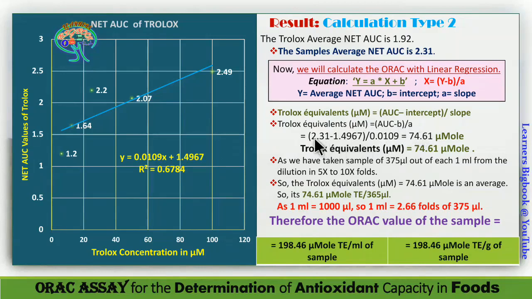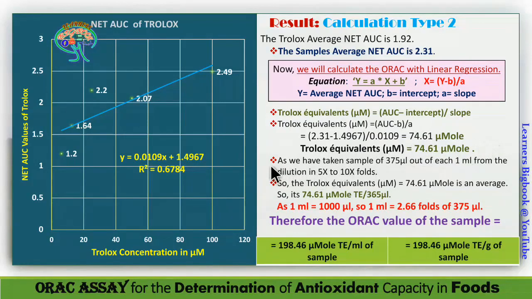So 2.31 from here, 1.4967 from here, that is the b value, and the whole divided by a, 0.0109 here. So it will be 74.61 micromole. So the Trolox equivalent will be 74.61 micromole of antioxidant present in the sample.